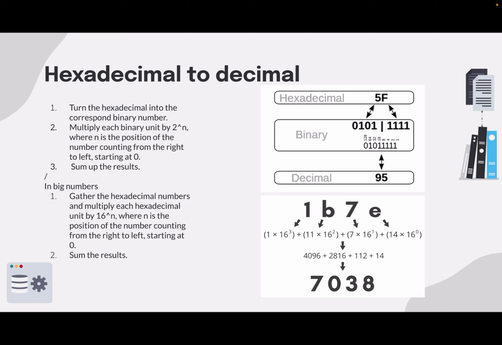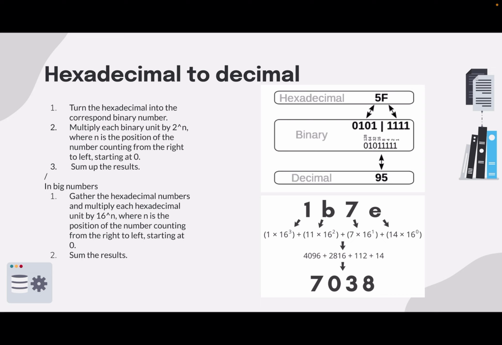The second way is when the hexadecimal number has 2 digits. You first need to separate each hexadecimal digit and then turn each one into the corresponding binary number in the same order. Then utilize the same method as before: you multiply each binary unit by 2^n, where n is the position of the number counting from right to left starting at 0, and then you sum up the results.